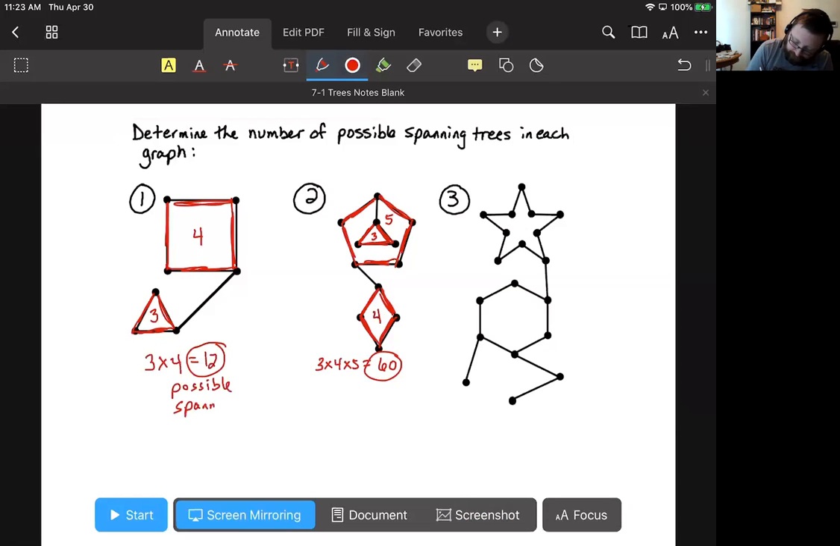Try that last one, please, while I add a little bit more to this for our completed notes that I post later. The length of the circuits, yes. You count the length of the circuits and then multiply those numbers together.